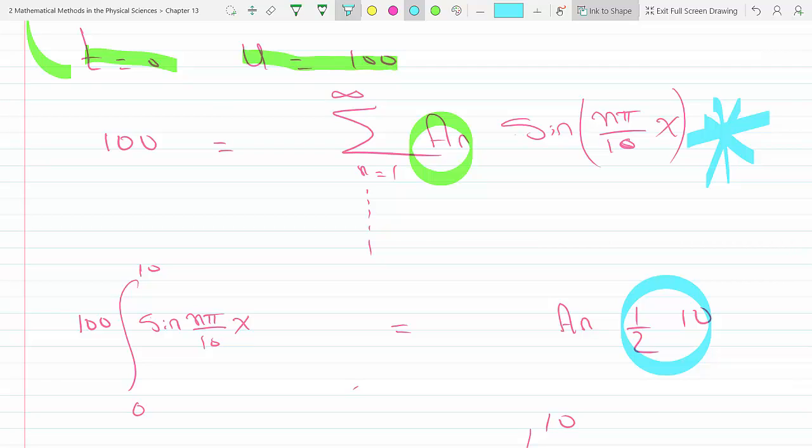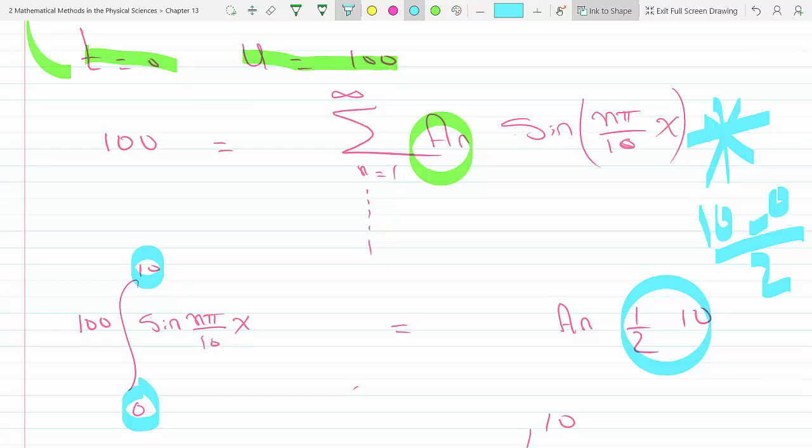Okay? We'll get the length of this interval, 10 minus 0, the integration interval, where the area is, divided by 2. So that's where that 10 came from. It's 10 minus 0 over 2 times a_n.